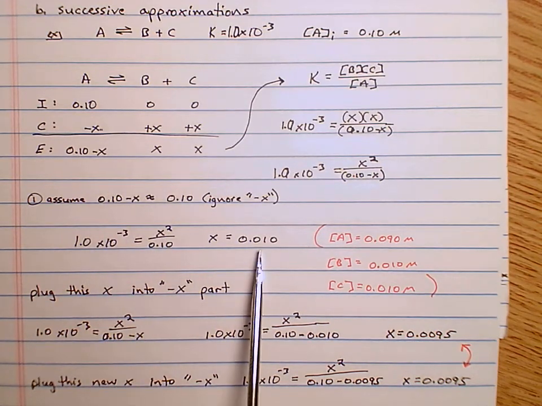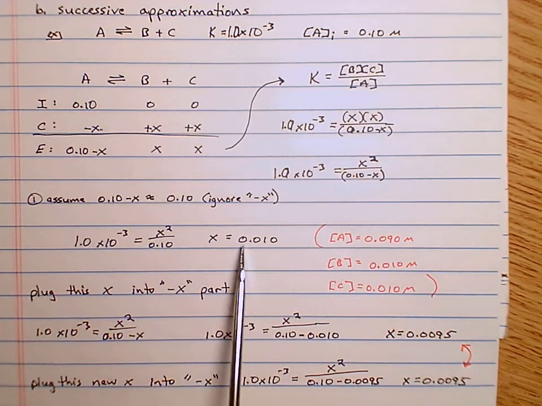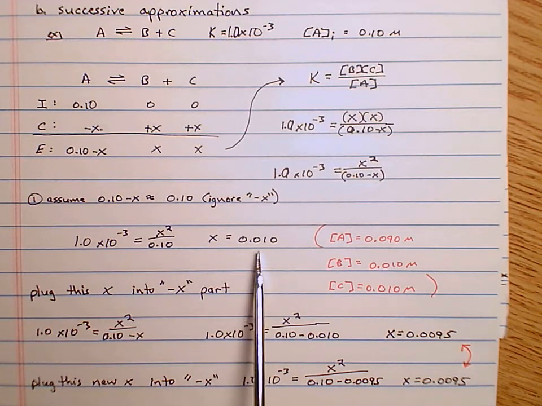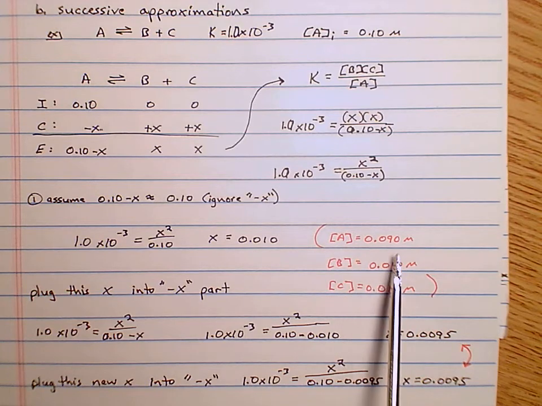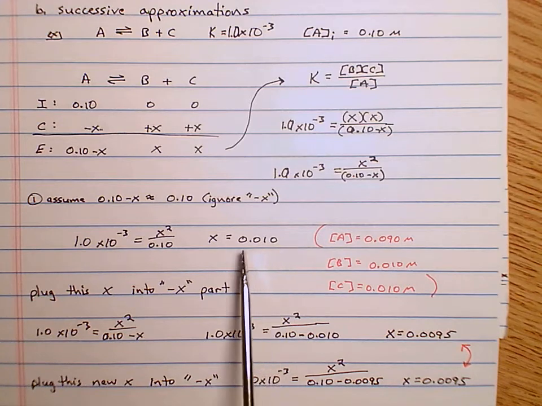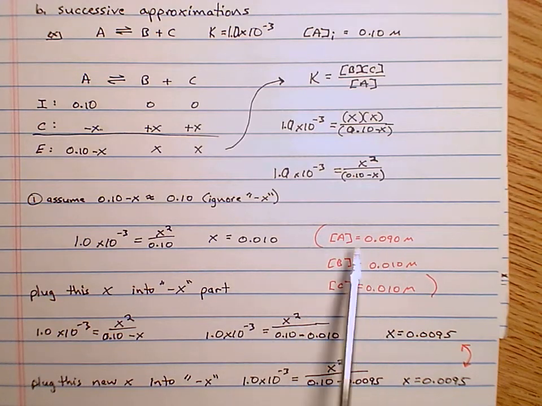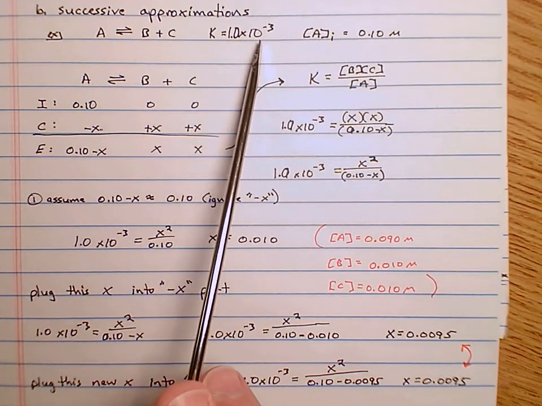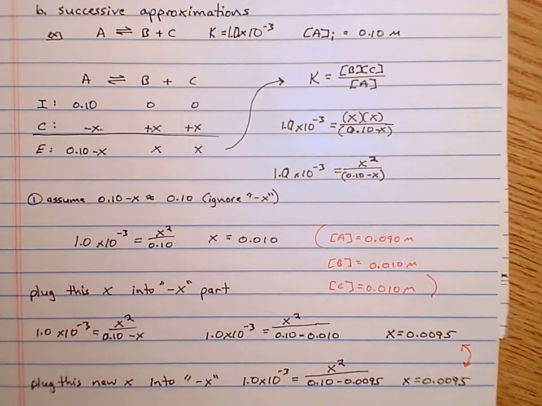But I'm not quite done there yet, because 0.10 minus 0.010 is 0.09. And to 2 sig figs, 0.09 is not 0.10. This is off by about 10%. And that's a little too far off for me. I figured that would happen because I know that my k value is just not quite small enough.